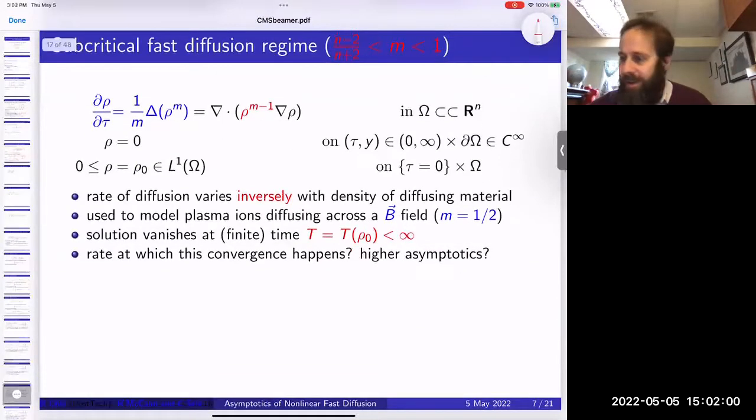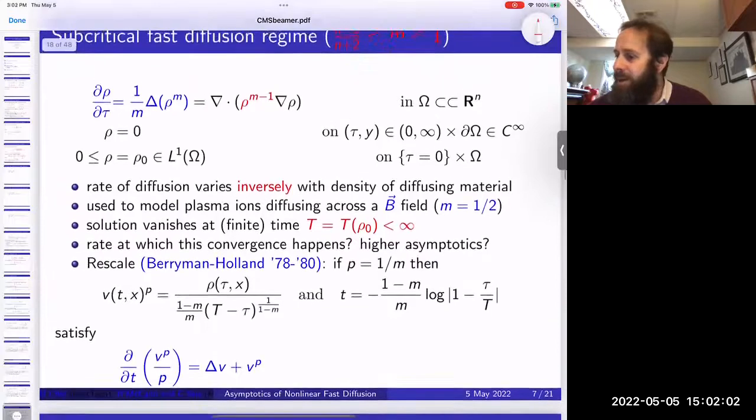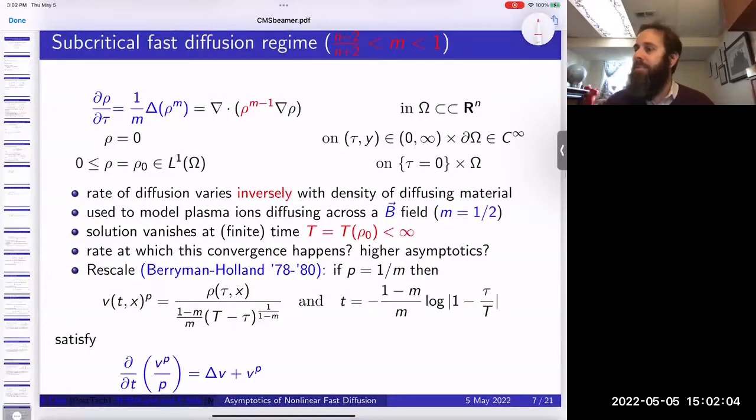So, higher asymptotics. Berryman and Holland, who were trying to model these plasma ions in a magnetic field, observed that you can rescale this equation. If you expect rho to vanish at time capital T, you can divide by T minus the time tau.